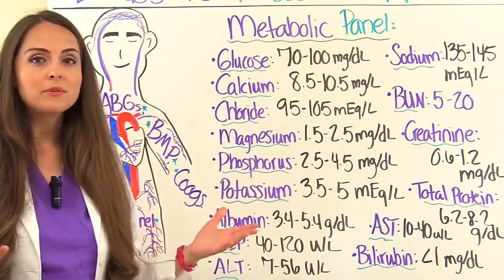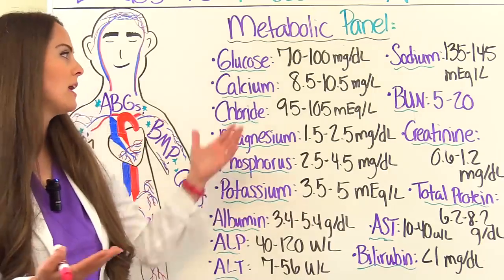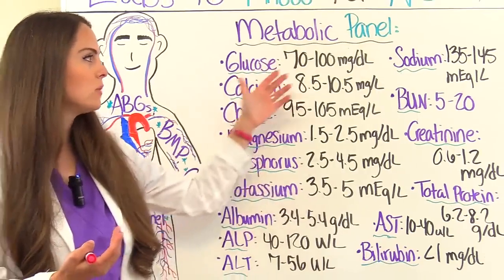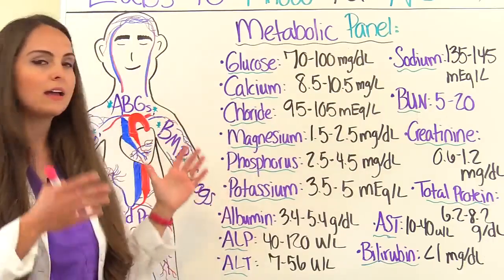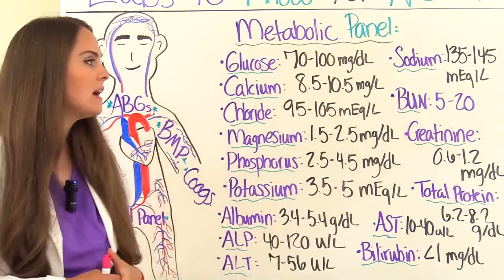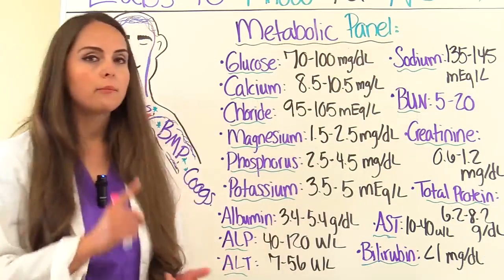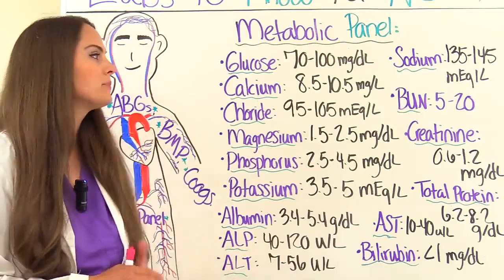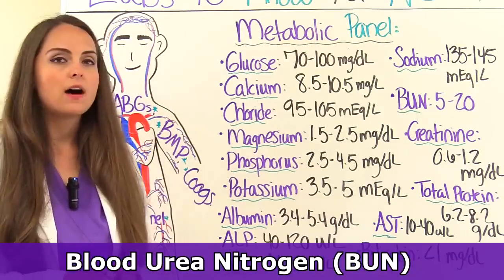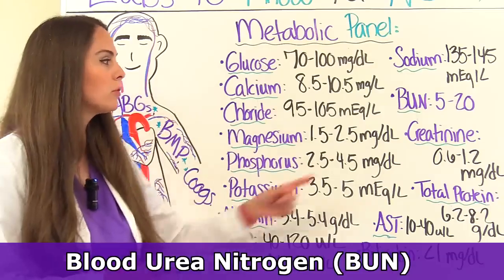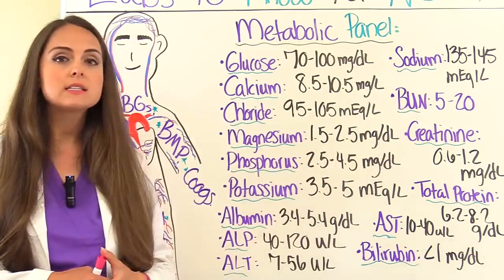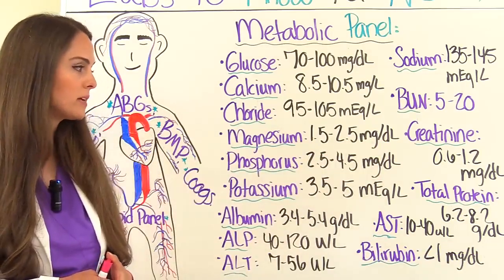Now, how I remember those is that they're like multiples of 5. Like everything is represented with 5. So if you can remember that, it'll help keep you straight. Now let's look at our renal function. Our BUN and creatinine will tell us that. A normal BUN is 5 to 20. A normal creatinine is 0.6 to 1.2 milligrams per deciliter.